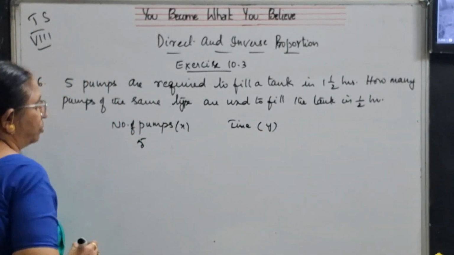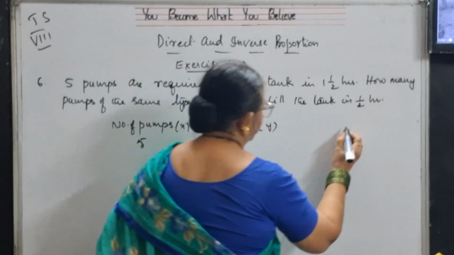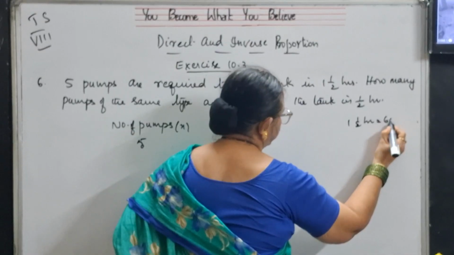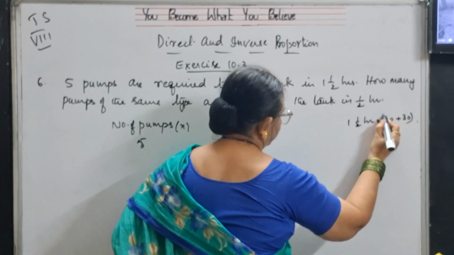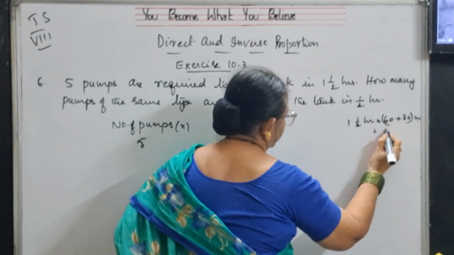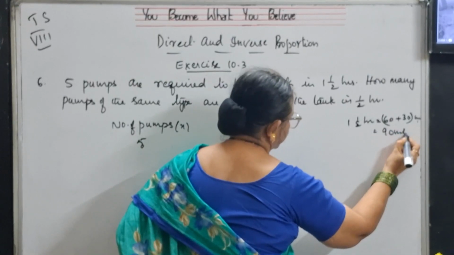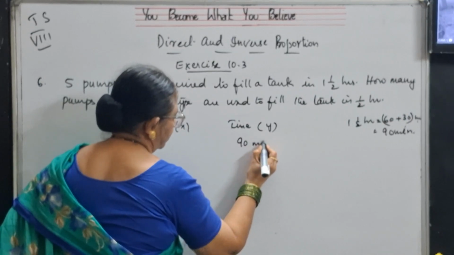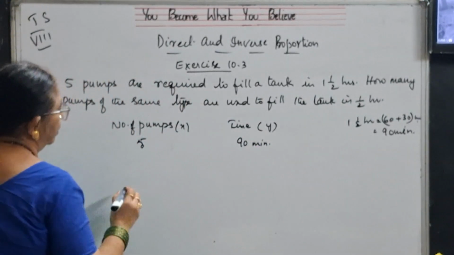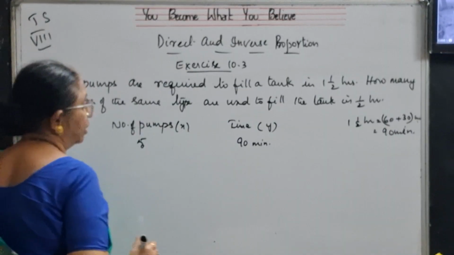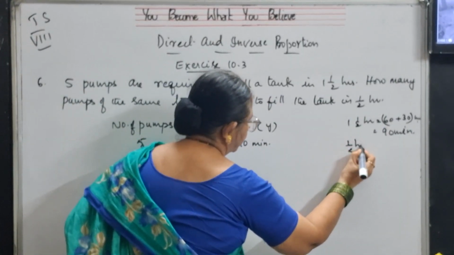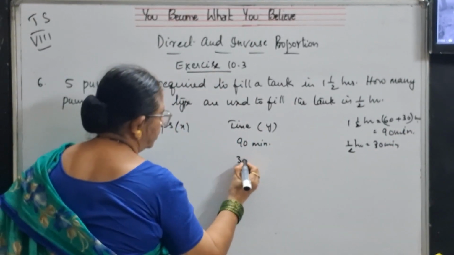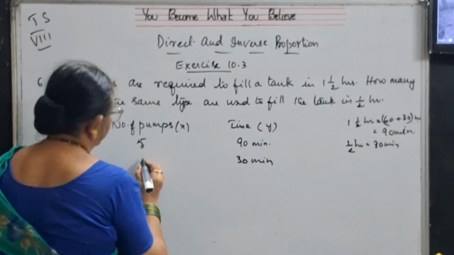5 pumps are used to fill the tank in 1.5 hours. This can be written as 1 hour means 60 minutes plus 30 minutes, that is 90 minutes. So I have converted the whole time into minutes, 1.5 hours into 90 minutes. And half an hour is 30 minutes. So to fill it in 30 minutes, how many?